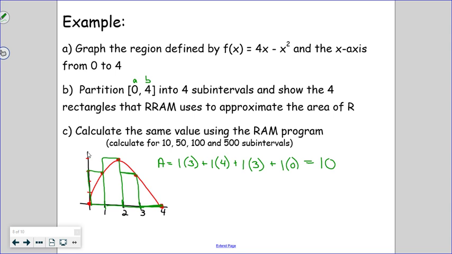There you go. Okay. And then it's going to ask you how many subintervals you want. Well, we're going to do 10 for the first one, so go ahead and hit 10. What it's doing is drawing 10 rectangles in there. We drew 4. It's drawing 10 of them in there.